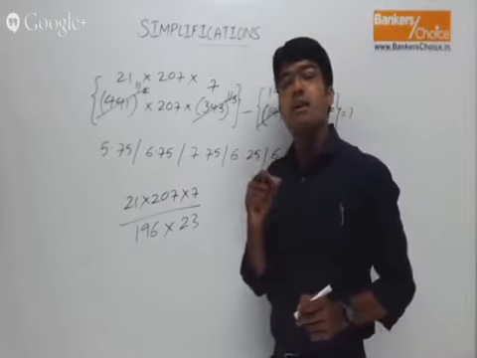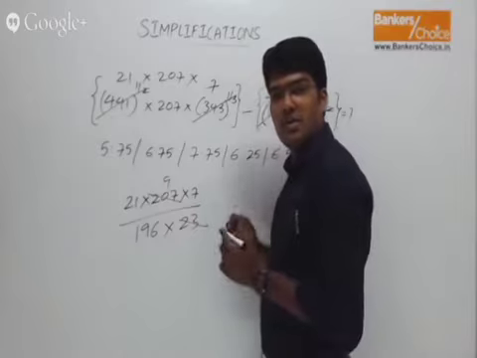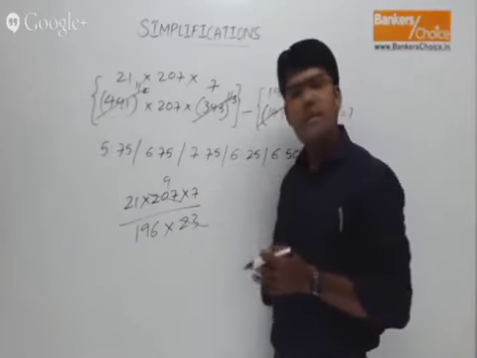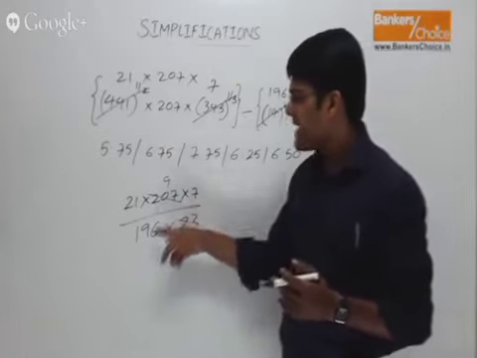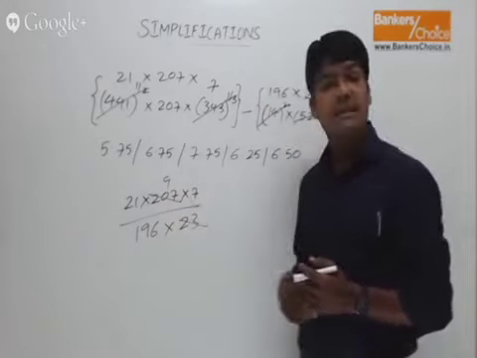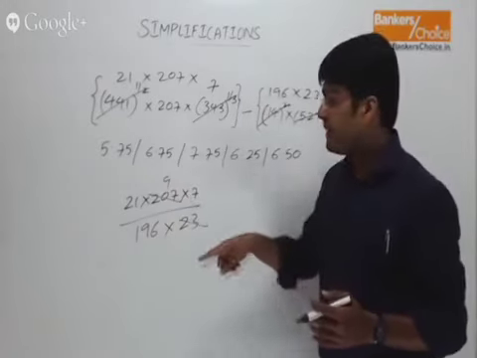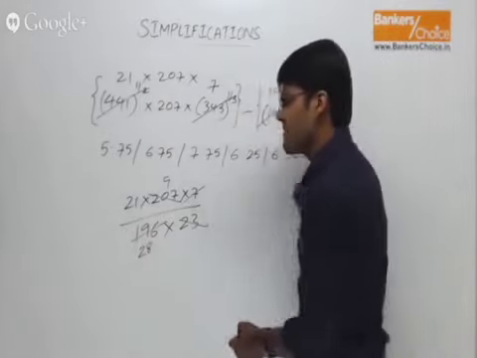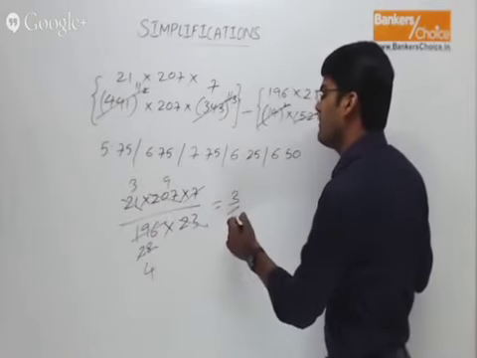Now, someone who is really good in calculations would know that 23 goes 9 times in 207. Yes or no? You don't have to worry: 23 into 10 is 230, minus 23 is 207. 9 times, right? What else can be done here? Does 9 get cancelled in 196? No. 7, yes. How many times does 7 go in 196? 140 and 56, so 28 times. 21 by 28 is 3 by 4. So overall this is 3 by 4 into 9.